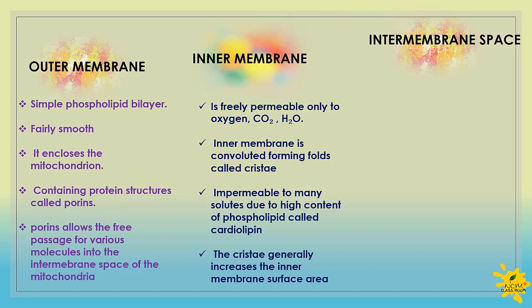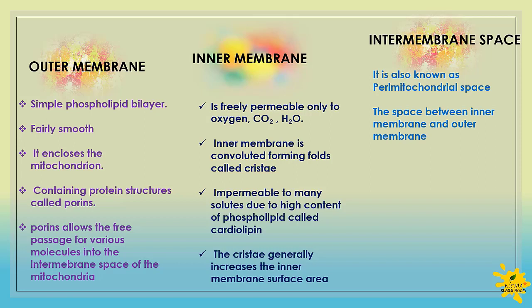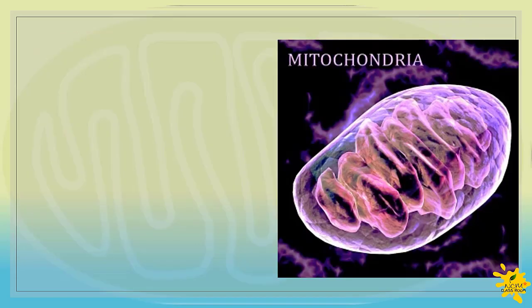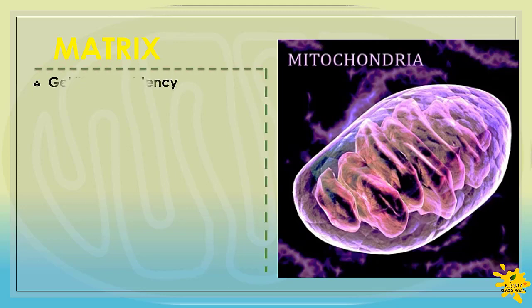Intermembrane space or perimitochondrial space: the space between the inner membrane and outer membrane. It has a high proton concentration. Proteins present participate in ATP synthesis. This is the electron microphotograph of mitochondria. The matrix has a gel-like consistency.